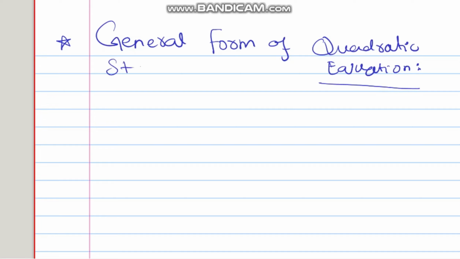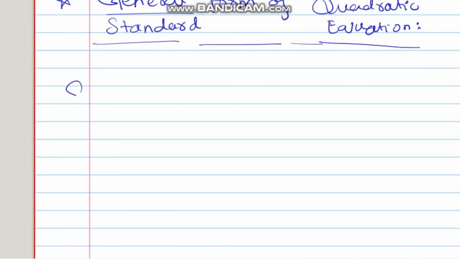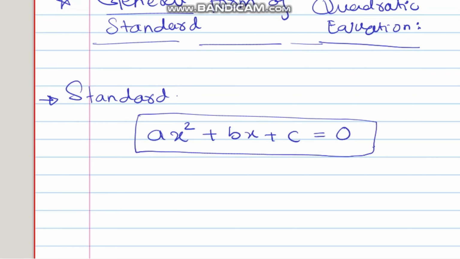I am also writing here the word standard. It is a standard form which we will study. This is the main thing for us. Dear students, the standard form of a quadratic equation is very easy: ax square plus bx plus c is equal to 0. If you find a quadratic equation in this form, then this is the standard form.